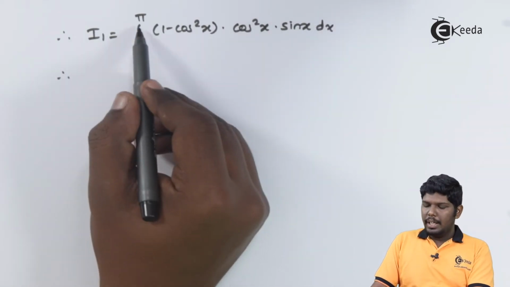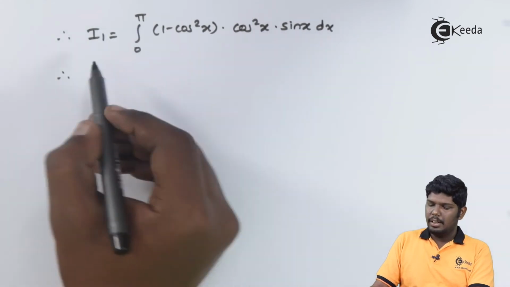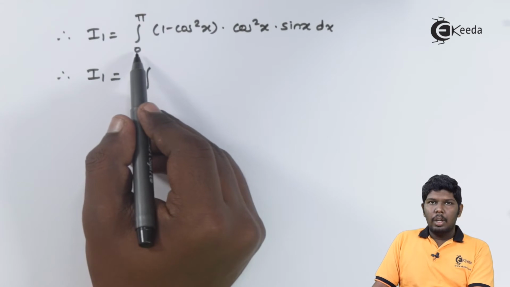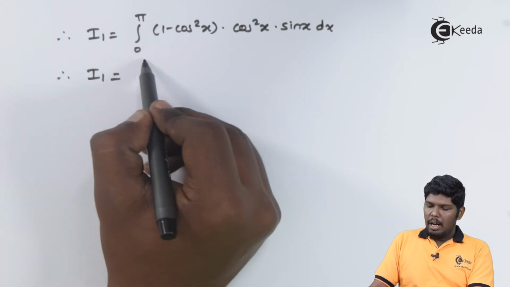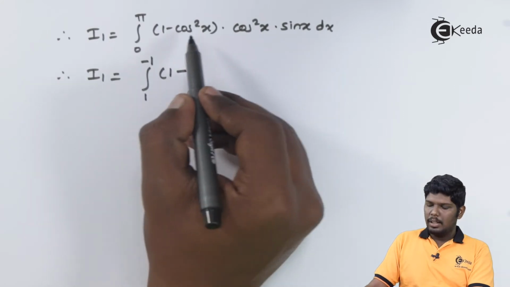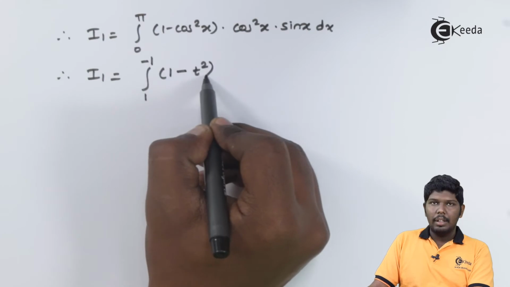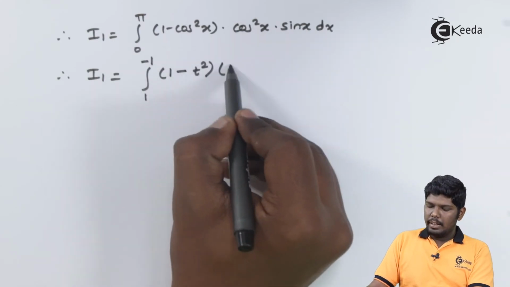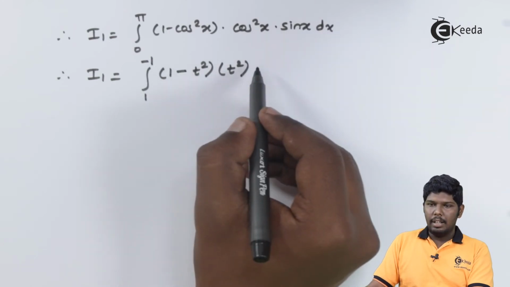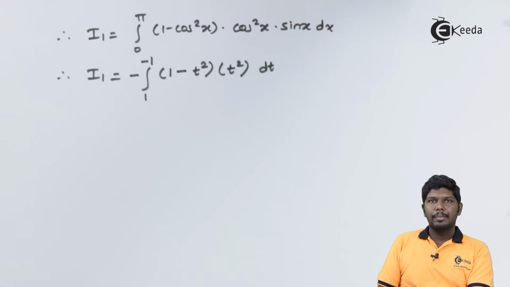Our I1 was integral 0 to pi 1 minus cos square x into sin x dx. Therefore, I1 is, the lower limit is 1, upper limit is minus 1, followed by 1 minus cos x was t, therefore cos square x will become t square. Again we have cos square x, that is t square, and sin x dx is minus dt. So minus can be written outside and we have dt inside.